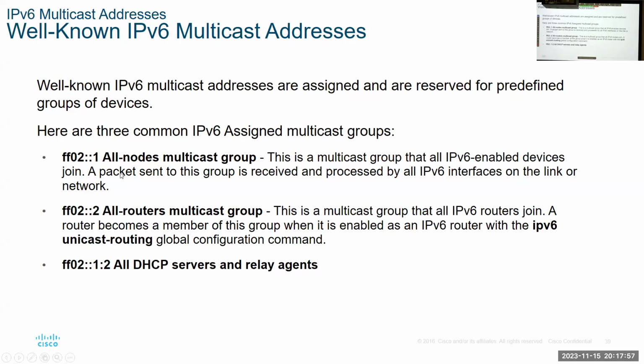So FF02::1 is the all nodes. That's basically like a broadcast because all nodes will read that message in and see if there's anything to be done with it. And then FF02::2 is the all routers. And then FF02::1:2 is the all DHCP servers. So those are 3 common reserved multicast addresses.